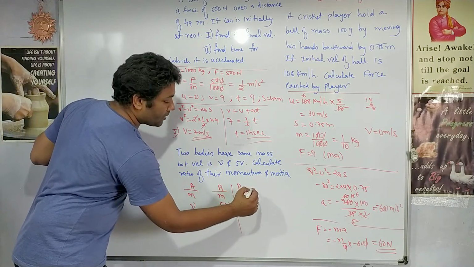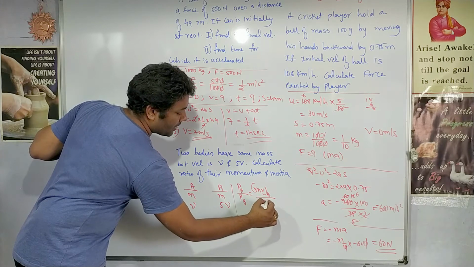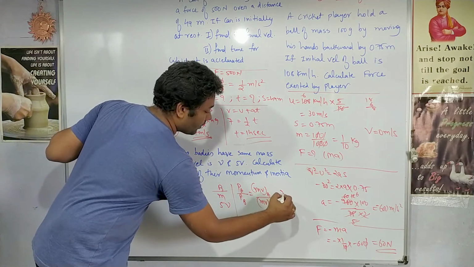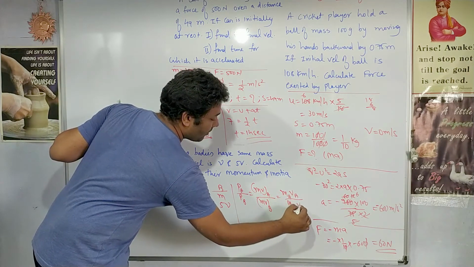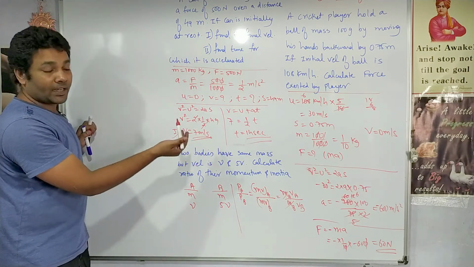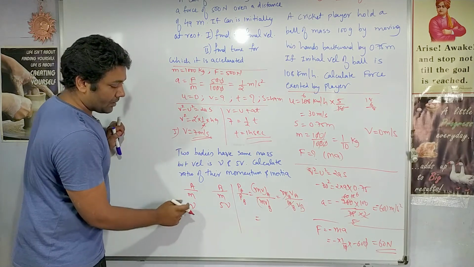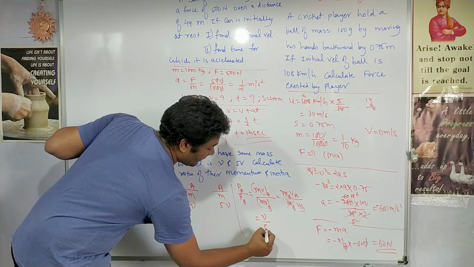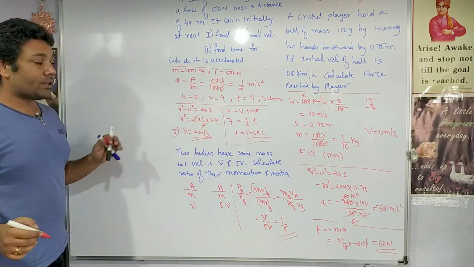So we know the formula for momentum: mass into velocity. Simplifying further, mass of A, velocity of A, mass of B, velocity of B. Masses are the same, both are having the same mass, so we can cancel. Remaining is velocity of A upon velocity of B. So what is the velocity of A? v. What is the velocity of B? 5v. So v gets cancelled. 1 upon 5 is the required ratio of momentum.